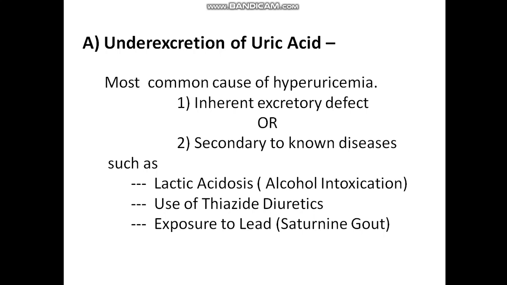Number two, the use of thiazide diuretics. Here what happens, the thiazide diuretics increase the reabsorption of uric acid through proximal tubules. Number one. And number two, there is diuresis, which leads to hemoconcentration, which leads to the relative increase in the uric acid level in the blood. And that precipitates the attack of gout.